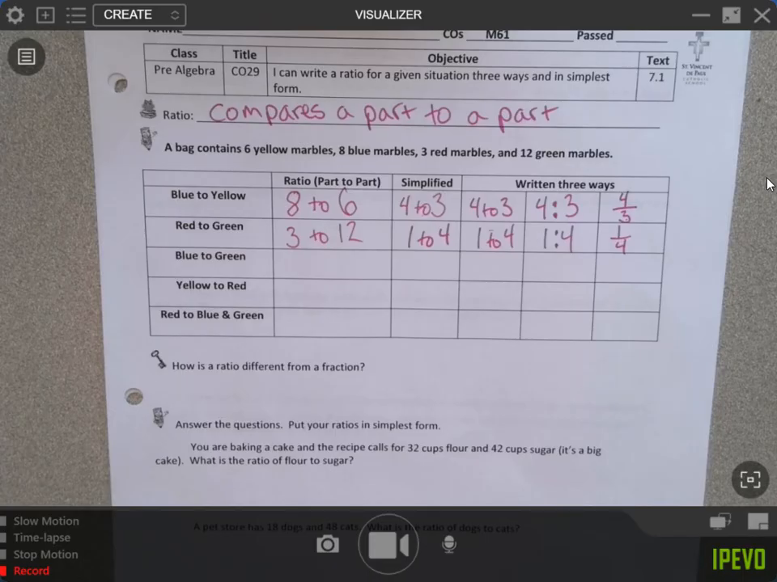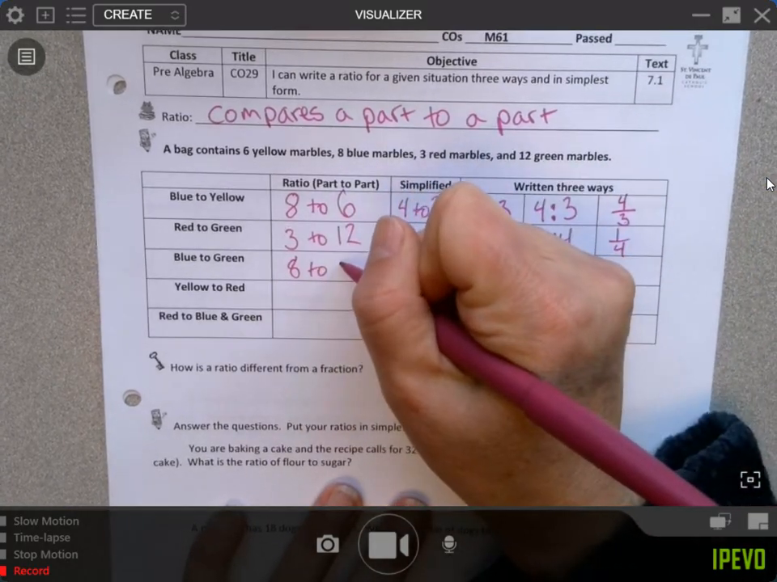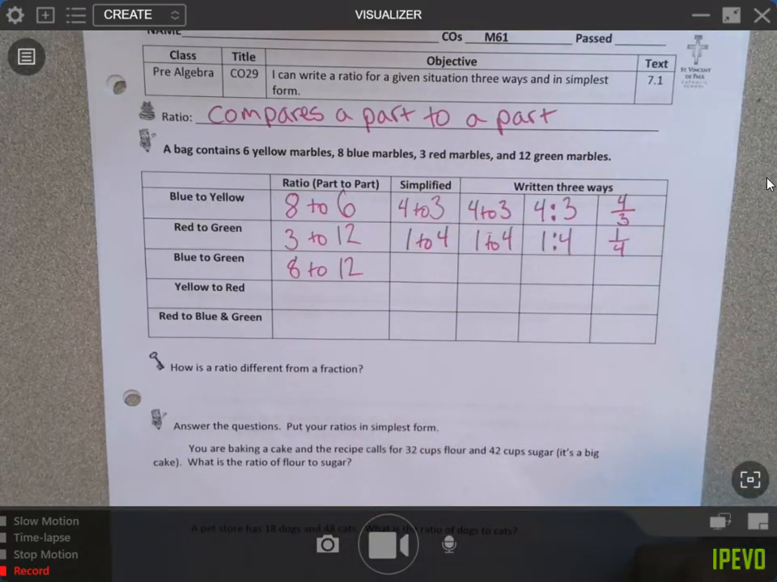Blue to green, what would that be? What is our ratio, Luke? 8 to 12. Good. 8 to 12, 8 blue to 12 green. What would it be simplified? Harper.